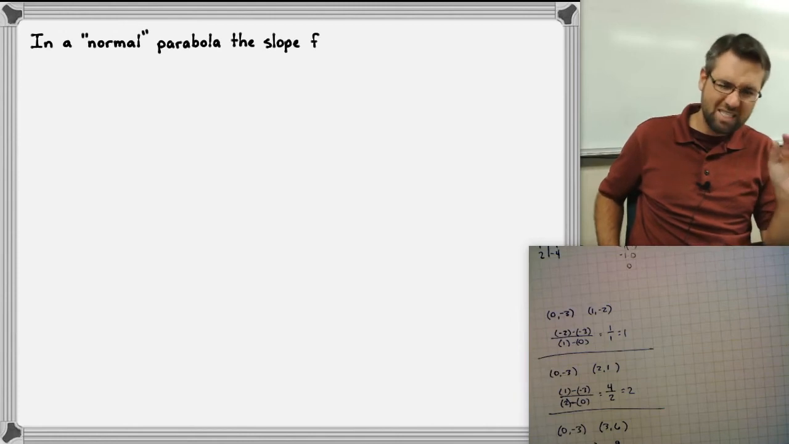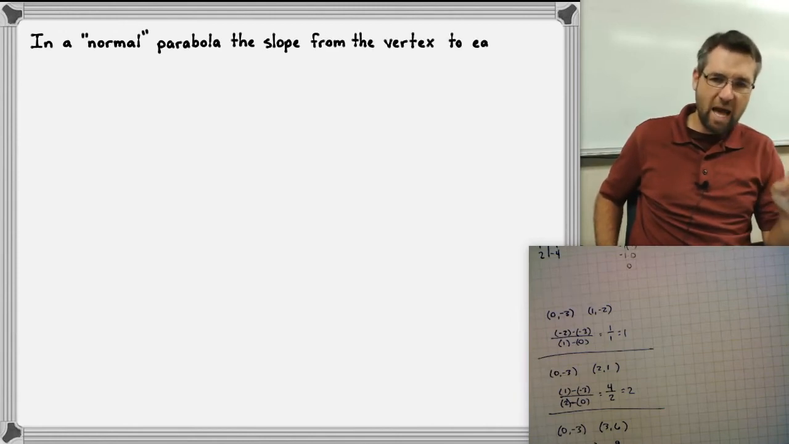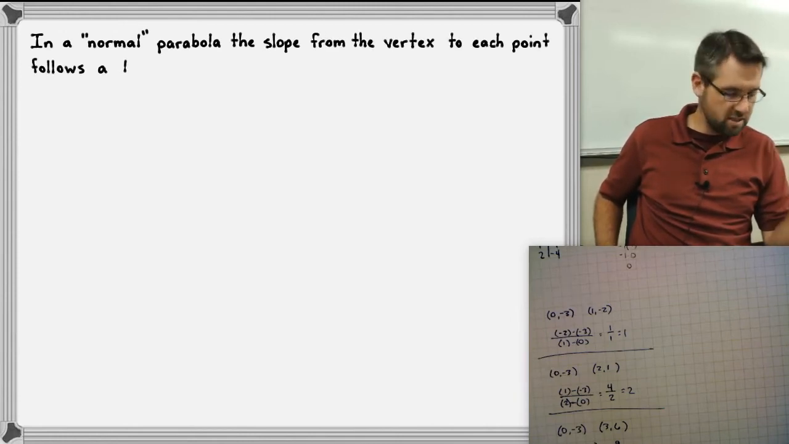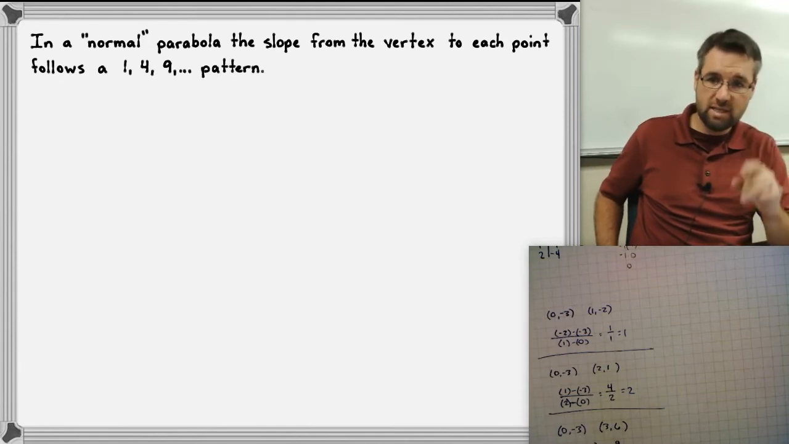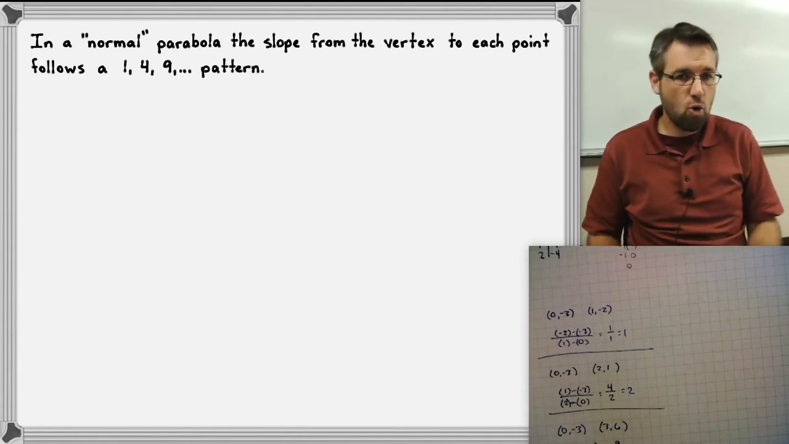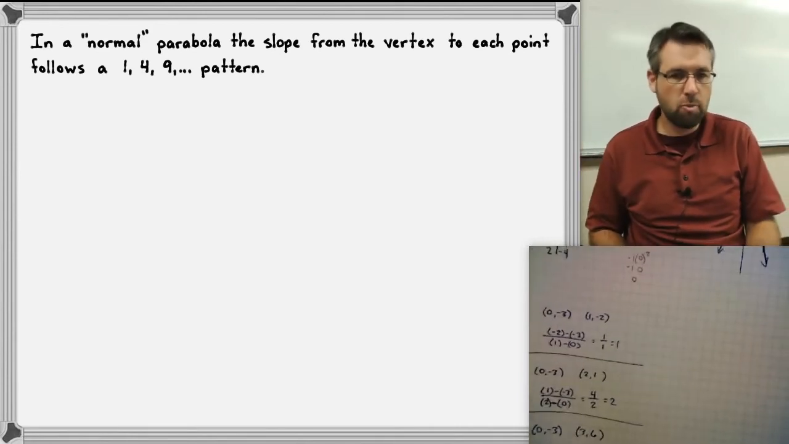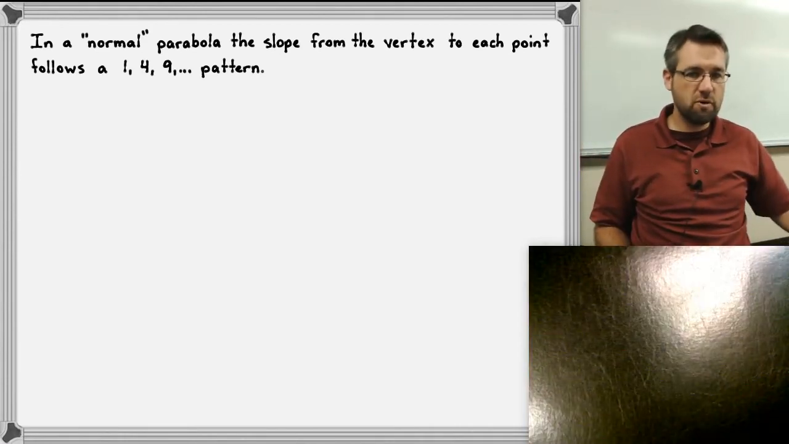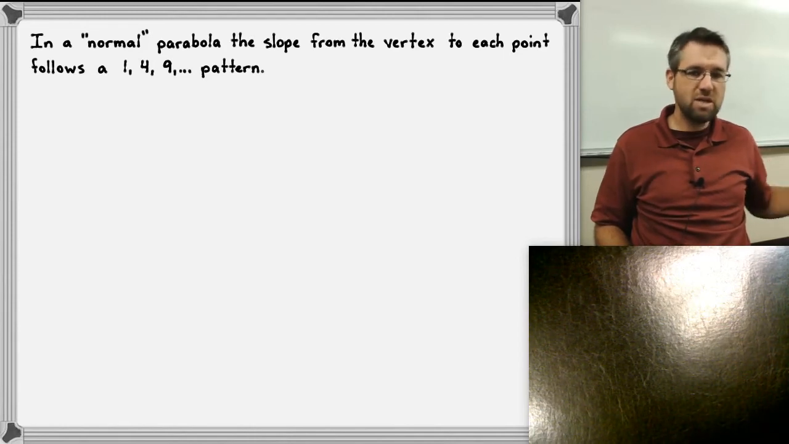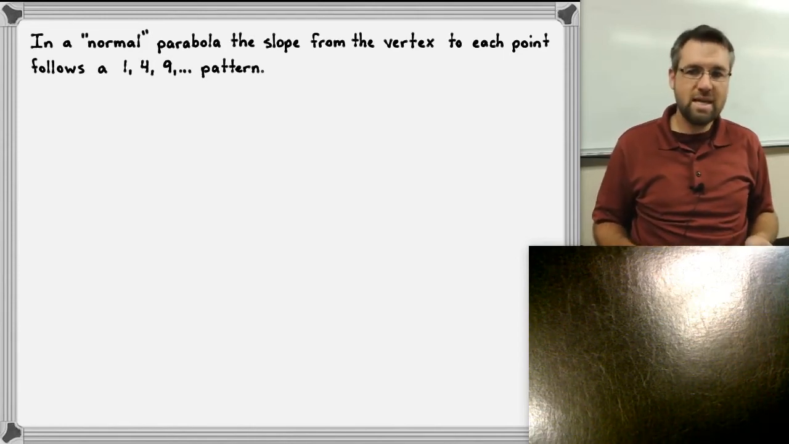But we're going to focus specifically on this pattern for this type of parabola. Okay, so go ahead and write this down in your notes. In a normal parabola, I put that in quotes, in a normal parabola, the slope from the vertex to each point follows a 1, 4, 9 pattern.